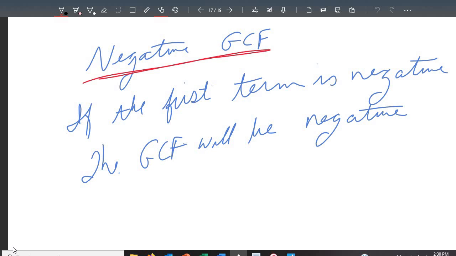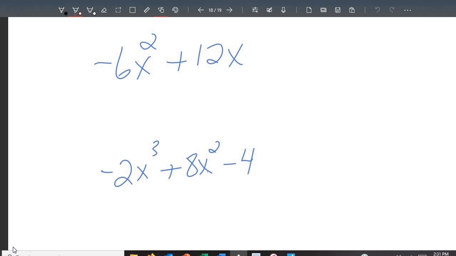Alright. Negative GCFs. Some of these problems you're going to have negative GCFs, and the only way you can tell if it's negative is right here. First term is negative. First term has to be negative. Now we're going to do it the same way, it's just we're going to have a negative sign in front of the parentheses. Let's look at some examples of this.